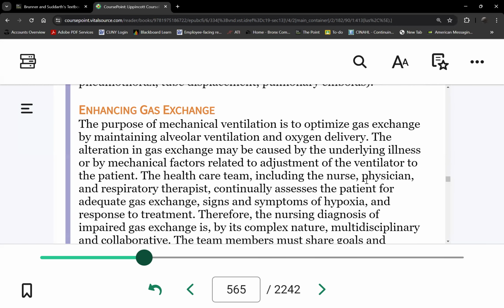Okay, again, enhancing gas exchange. So how do you know our therapy is working? What do you draw? ABGs.